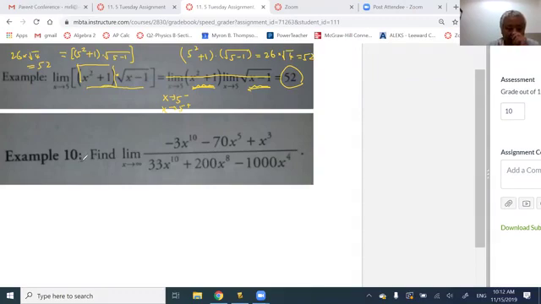The second one, the fast way is this. You can go by approach, let x approach infinity.